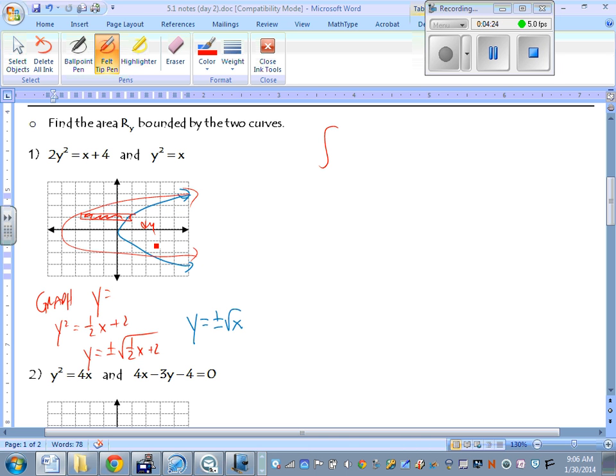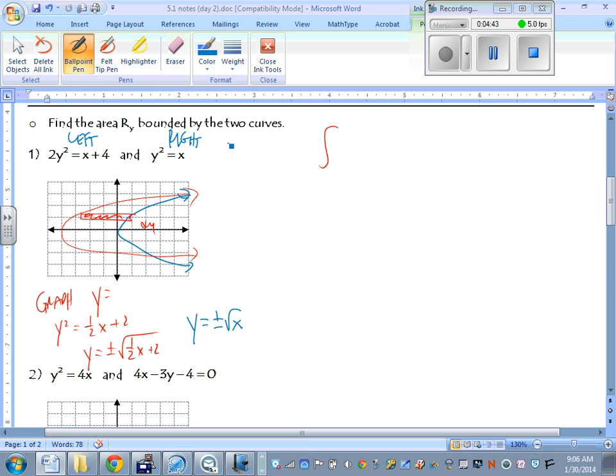So which one's the right one? The blue or the red? The blue one, right? This is going to be our right function. This one's going to be our left function. Now, in order to do this, everything has to be in terms of y, which means solved for x. So like this one's already good to go. We have x equals y squared, right? That's our right function. This one we have to solve for x. X equals 2y squared minus 4. That's our left function.